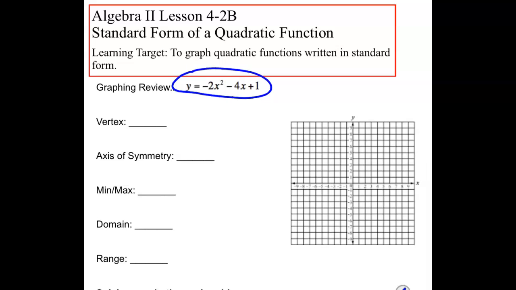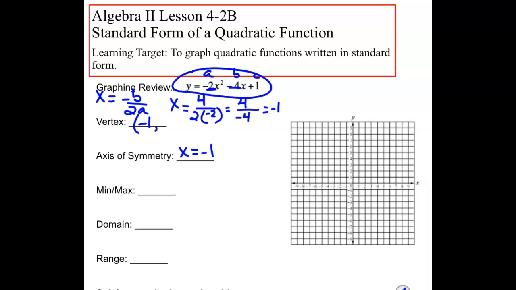To find the vertex, we have to do the opposite of b divided by 2a. Remember, a is the number in front of x squared, b is the number in front of x, and c is your constant. So we want the opposite of negative 4, which would be positive 4, and we're dividing by 2 times our a value, which is negative 2. So we end up with 4 divided by negative 4, or negative 1. So my vertex has an x-coordinate of negative 1, and my axis of symmetry is the equation x equals negative 1.